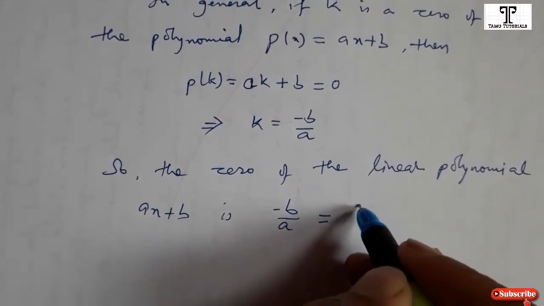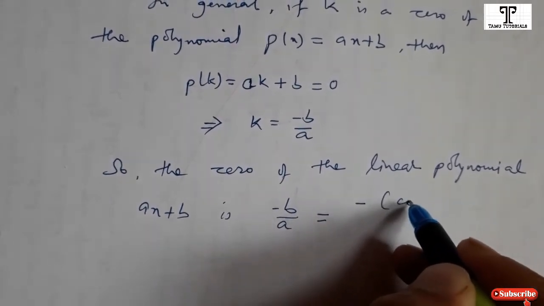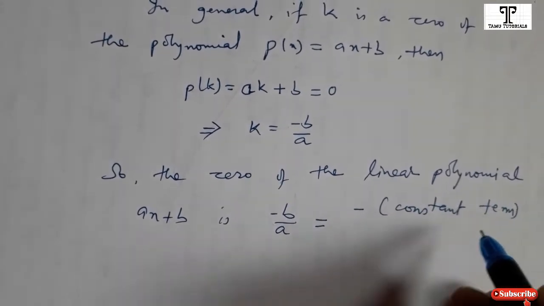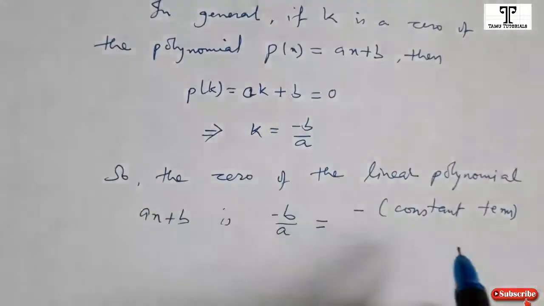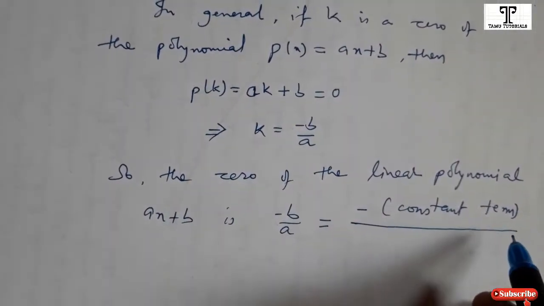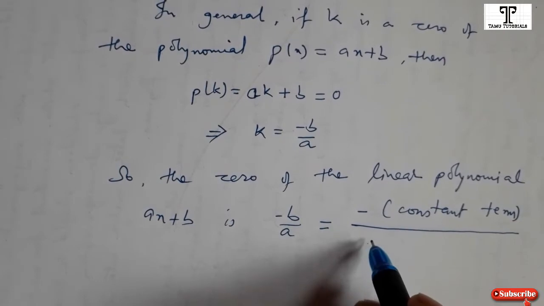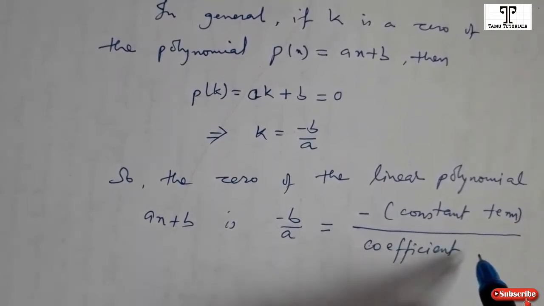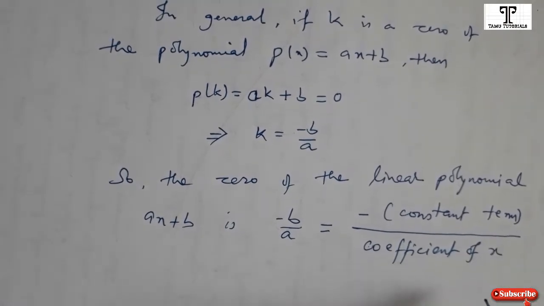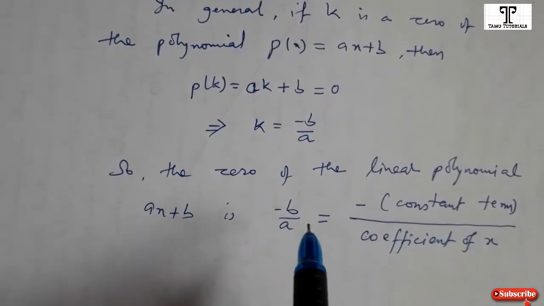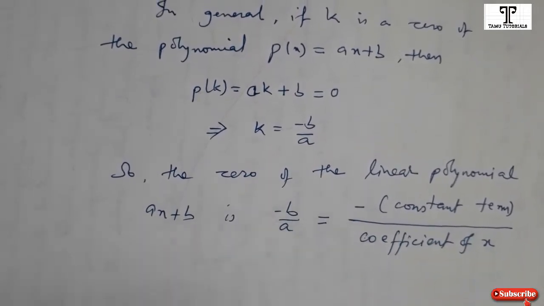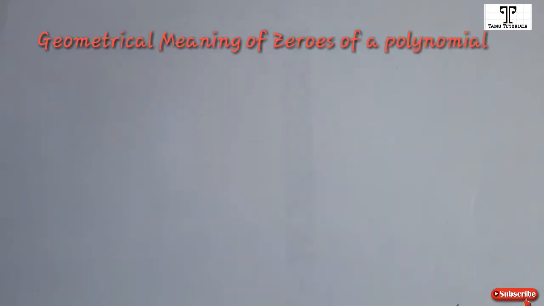So that is equal to minus of the constant term, since b is the constant term, divided by the coefficient of x. Okay, so this is the relationship between zero and the coefficient. Now let us discuss the geometrical meaning of the zeros of a polynomial.